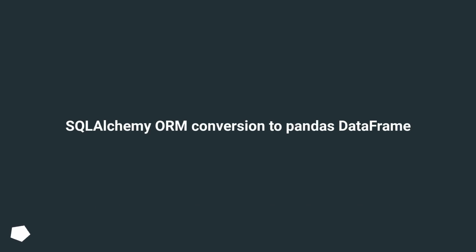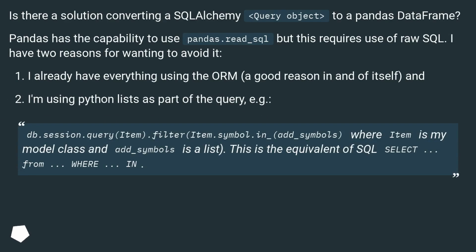SQLAlchemy ORM conversion to pandas DataFrame. Is there a solution for converting a SQLAlchemy query object to a pandas DataFrame?